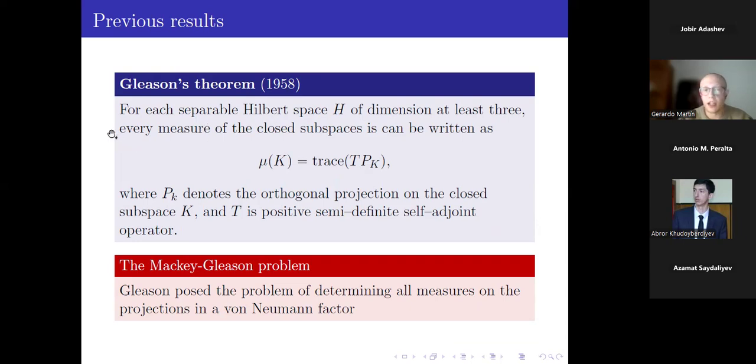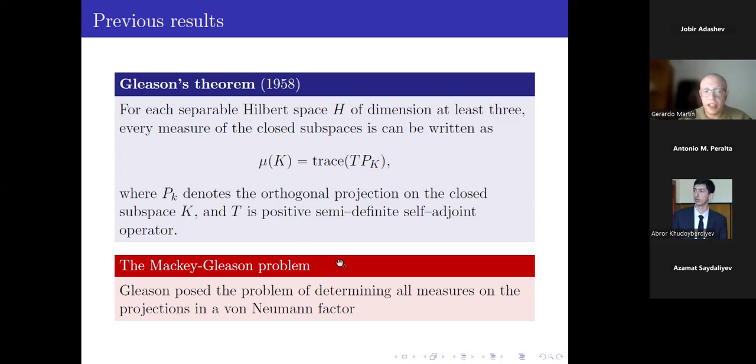have a separable Hilbert space H of dimension at least 3, this is important, every measure on the closed subspaces can be written in the following form, where T is a positive semi-definite self-adjoint operator, and P_K denotes the orthogonal projection onto the closed subspace K.